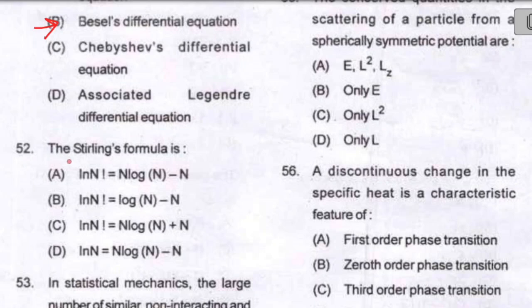Next, 52. Stirling's formula is ln n factorial equals n log n minus n. Okay, so your correct option is option A.